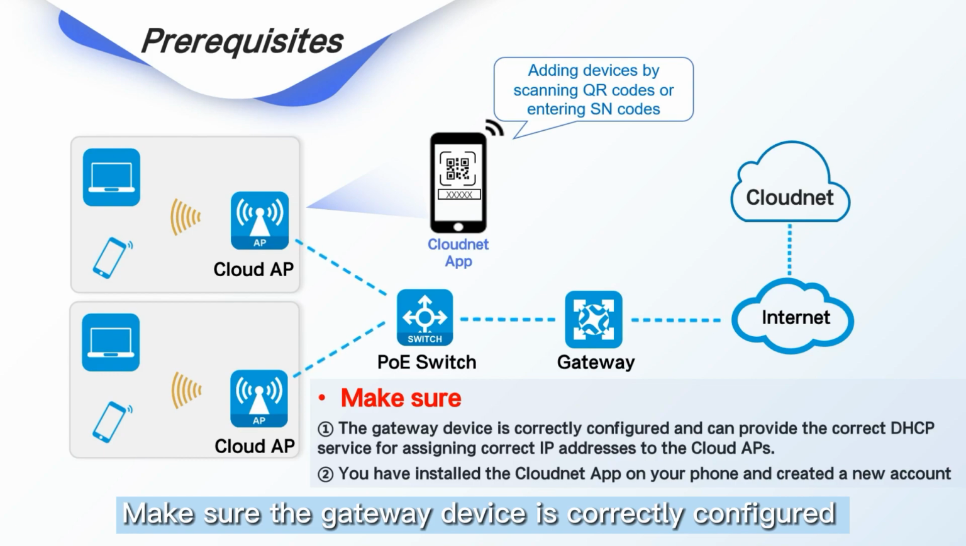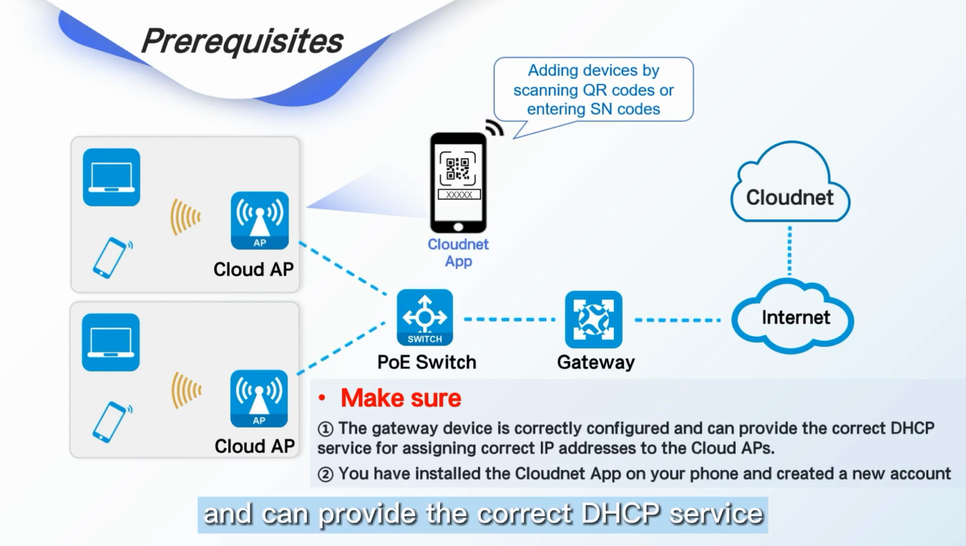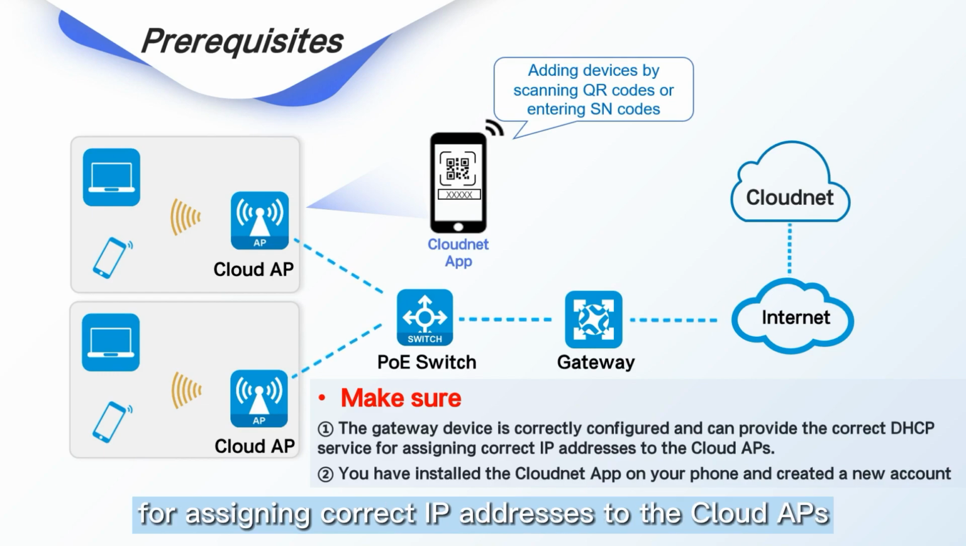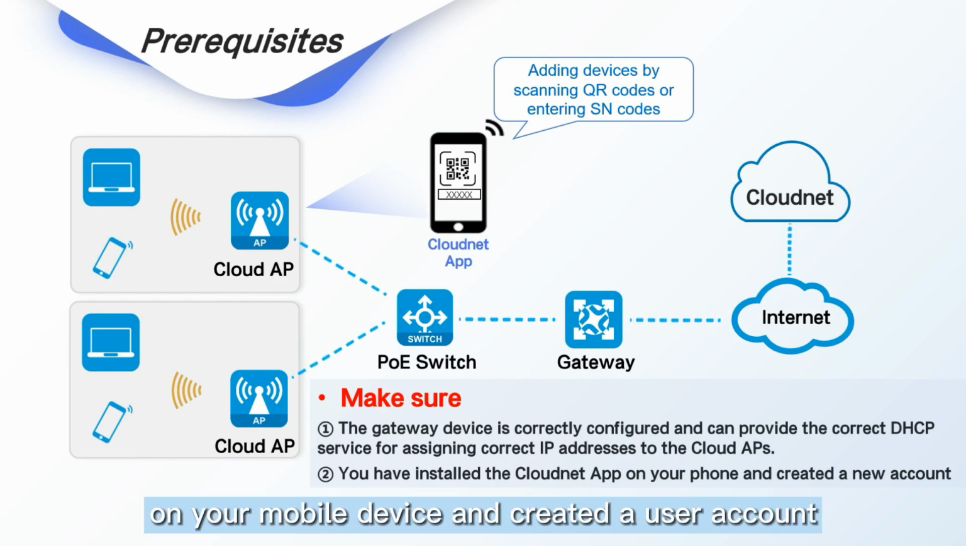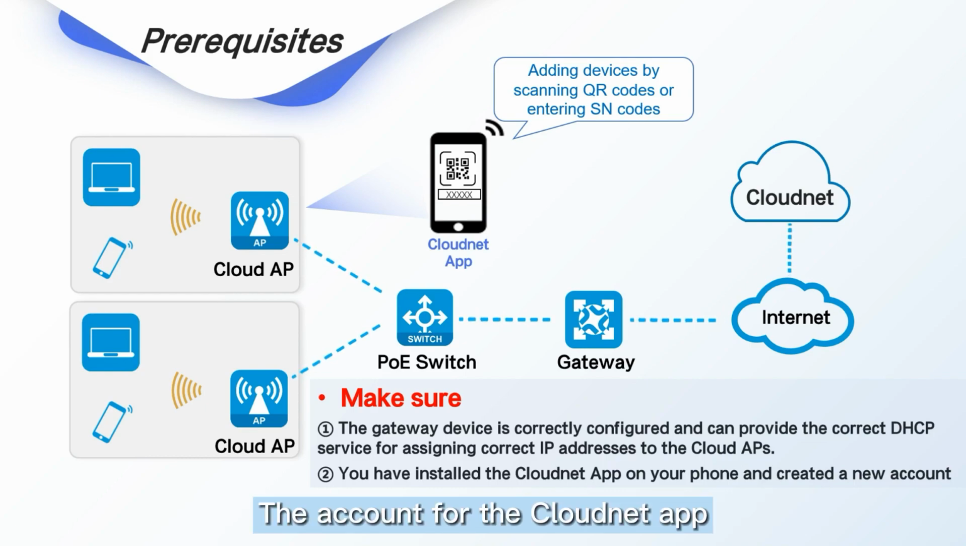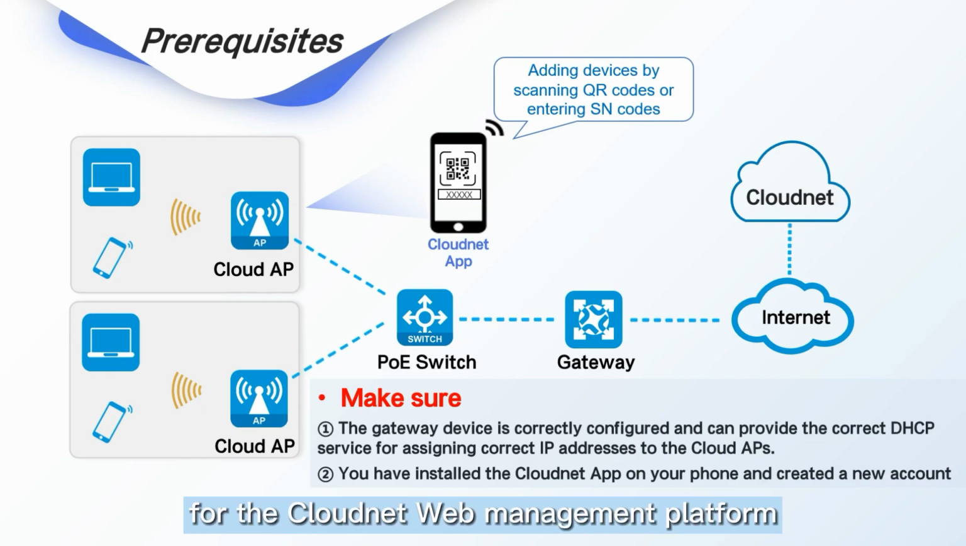Make sure the gateway device is correctly configured and can provide the correct DHCP service for assigning correct IP addresses to the cloud APs. Make sure you have installed the Cloudnet app on your mobile device and created a user account. The account for the Cloudnet app is the same as the account for the Cloudnet web management platform.